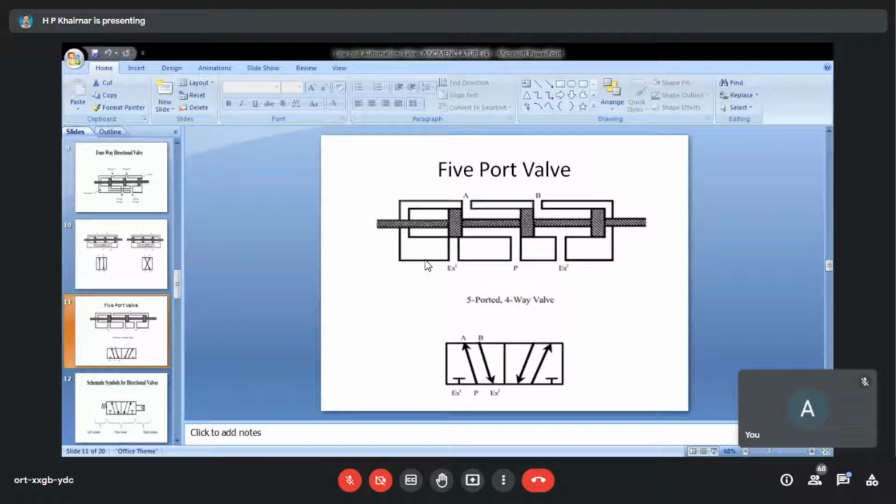Once you understand these symbols, later on this constructional part will not be there anymore. So you will have to only imagine the position of the piston and the entire spool assembly. If you're not able to imagine it correctly, it is very difficult to draw the circuits.